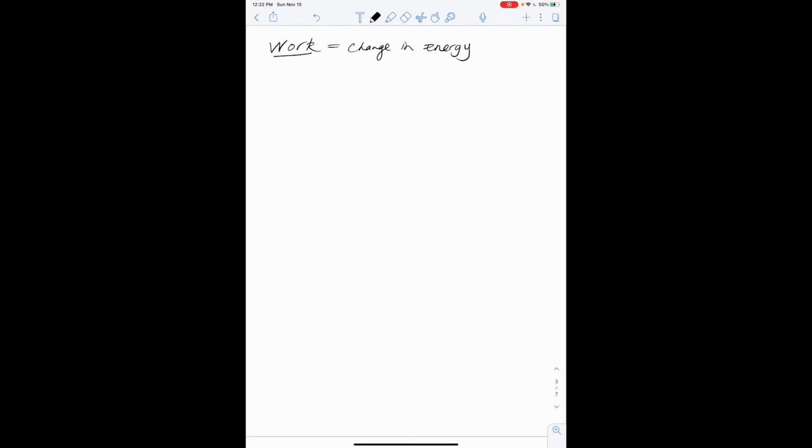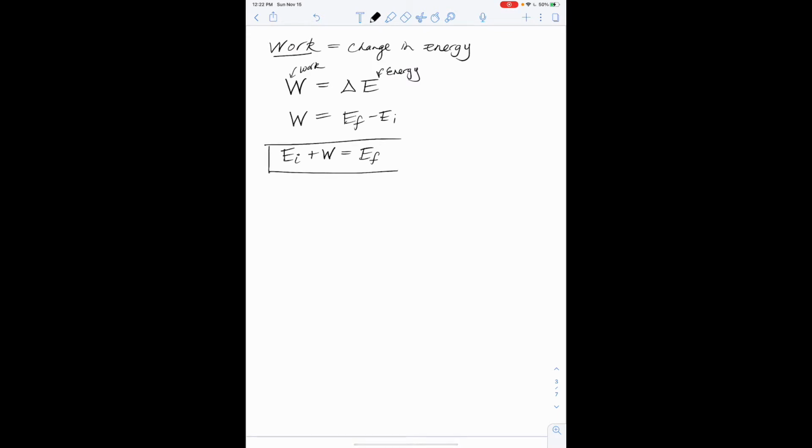So we have a couple ways that we can write this. If we just write the formula, work equals delta E, where work is W, and E is energy, we can expand out delta E into E_F minus E_I. And we can kick E_I over to the other side, and we can write this formula right here, which is the conservation of energy formula.